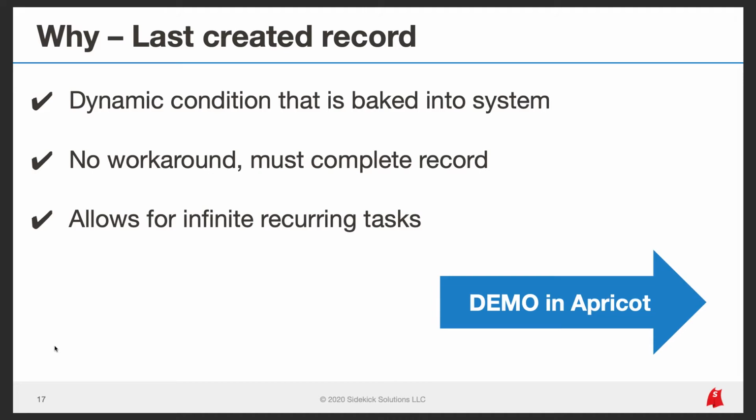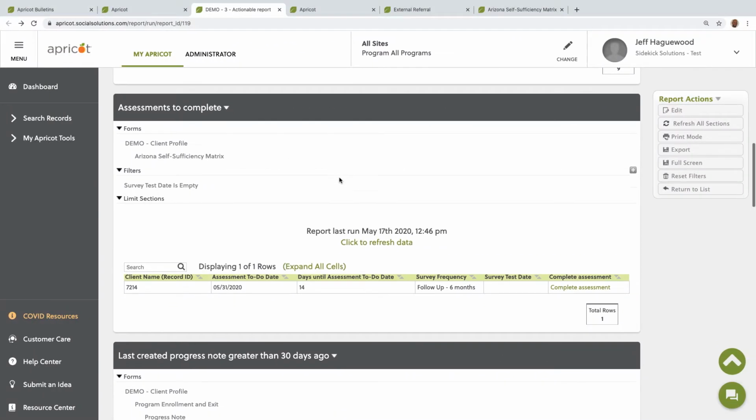So for example, if I need to complete a progress note every 30 days, I can use a last created record report that looks where the last created progress note is greater than 30 days in the past. And that prompts me to create the next one. And that cycle goes on and on and on forever, as long as that logic is maintained in a report. So let's take a look at this in Apricot.